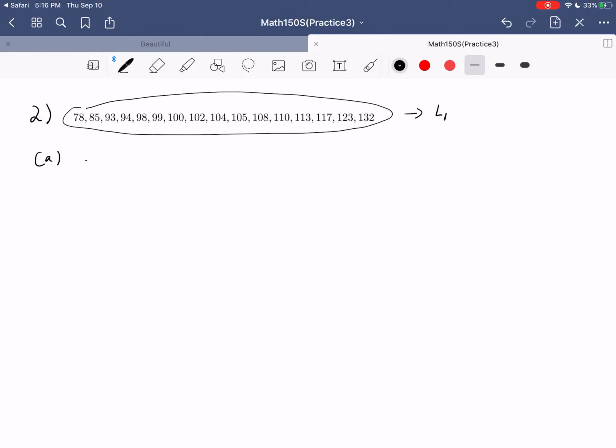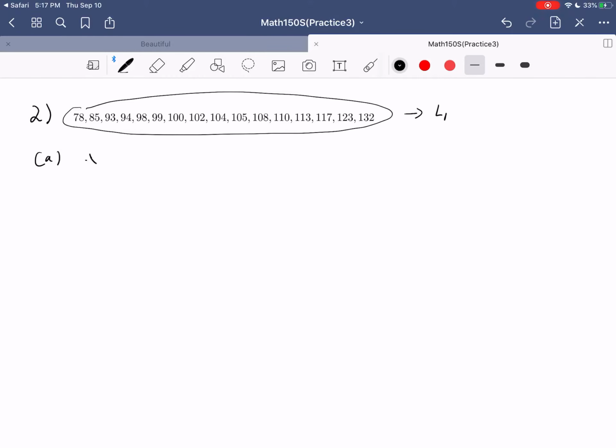If you have your calculator, stat, edit, to clear out any data that's in there, we can type these in: 78, 85, 93, 94, 98, 99, 100, 102, 104, 105, 108, 110, 113, 117, 123, and 132. We can check when we're on that 132. It should say L1 of 16 because we typed in 16 data points. Then stat, calc, 1-Var Stats with L1 as our list.